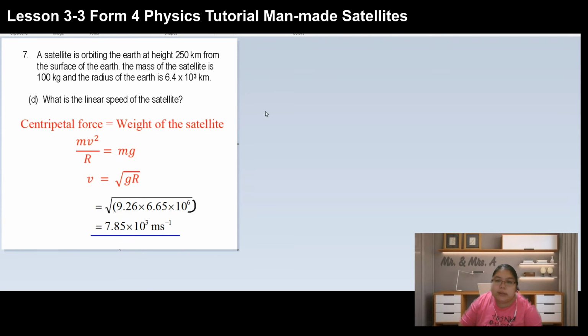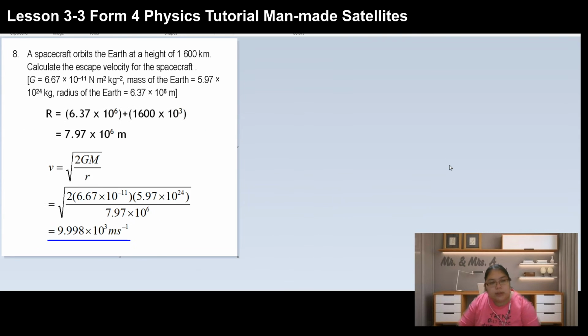Then that is number 8. For this question we just apply the formula. Important, you need to set up this r. You need to add the radii first, then we can join all the things together. Then it's 9.98 times 10 to the power of 3 m s^-1. So we finish question number 8. Now we go to number 9. Number 9 is on page number 3.